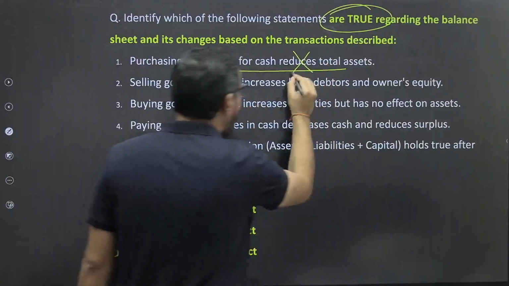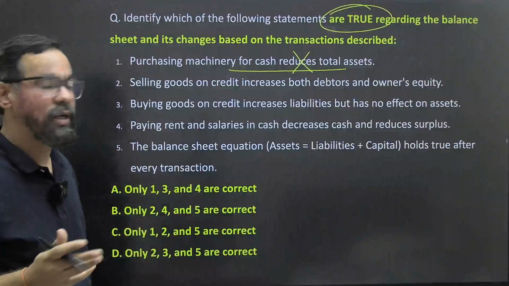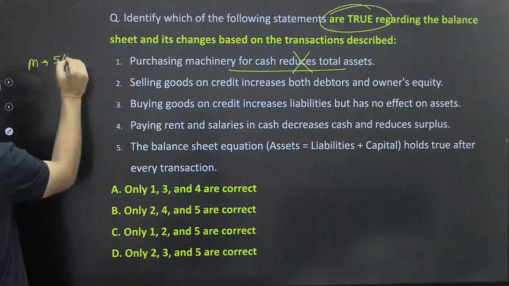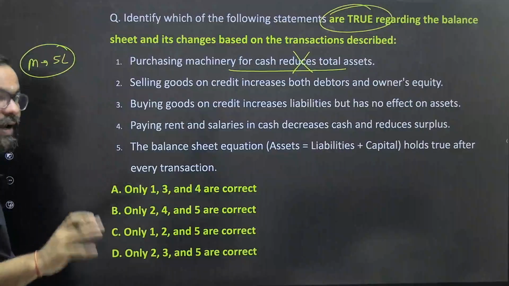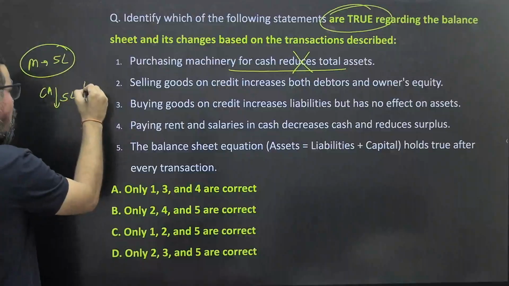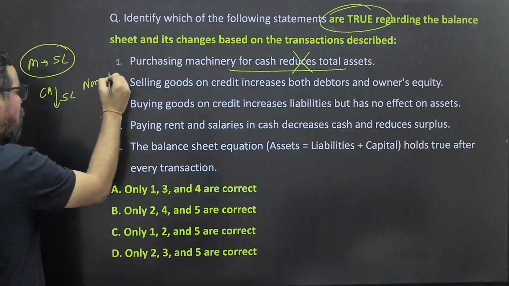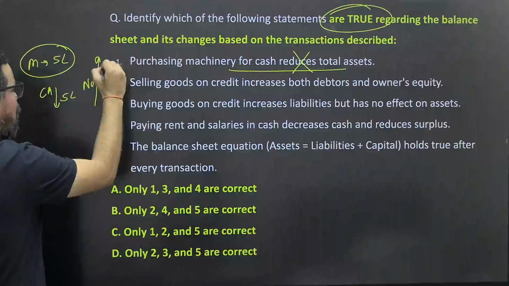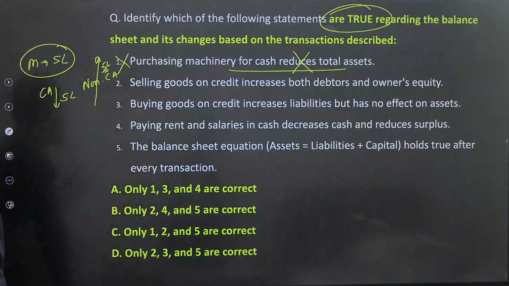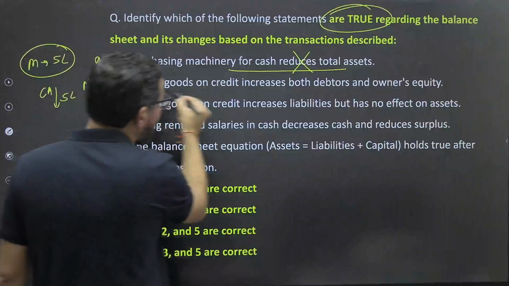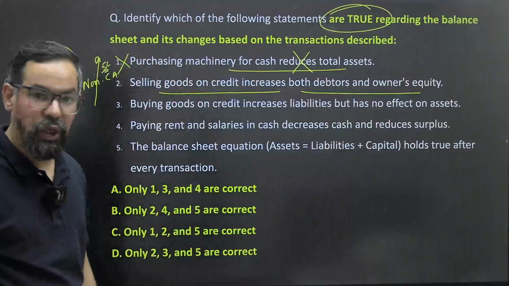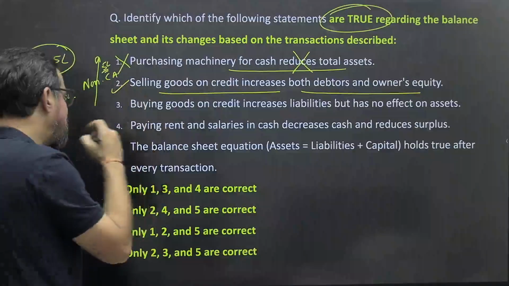If you are purchasing machinery, let's say we purchase a machine worth rupees 5 lakh in cash, your short term, current asset will decrease by 5 lakh, and your non-current asset, meaning long-term asset, will increase by 5 lakh. So it won't change total assets. That means this statement is wrong. Selling goods on credit increases both debtors and the owner's equity. This statement is right, 100% true.